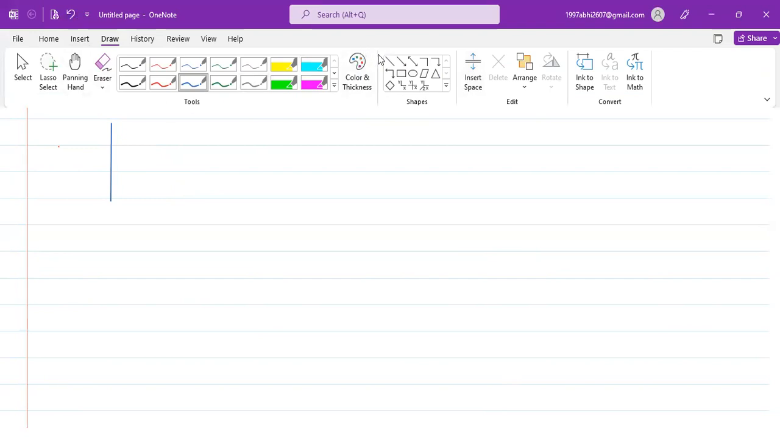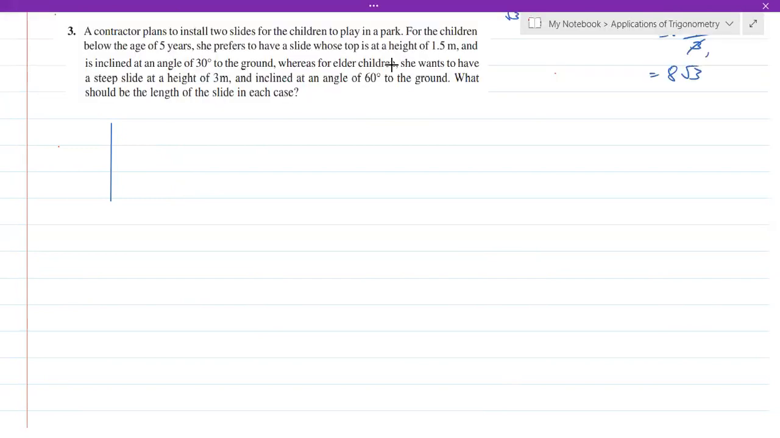So let's say this is the slide. This is for the children below the age of 5 years, and let's name it as ABC. A, B, C. And obviously, this will be 90 degrees. And this height is given as how much? 1.5 meter. That's the height.